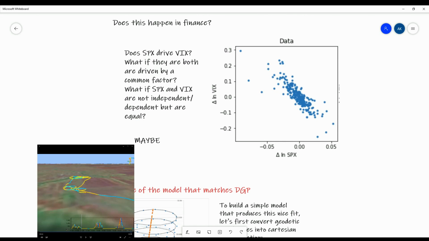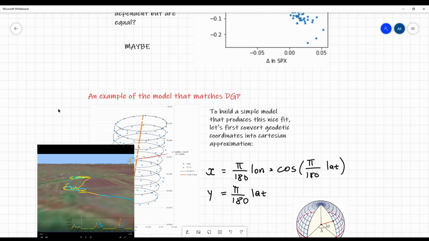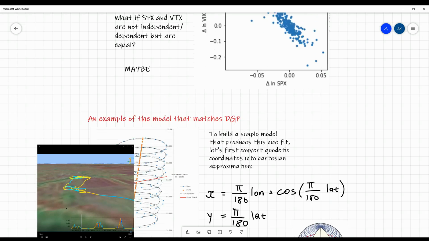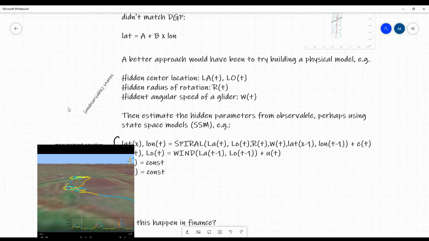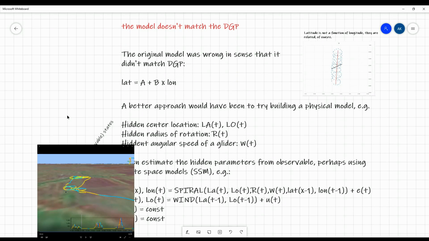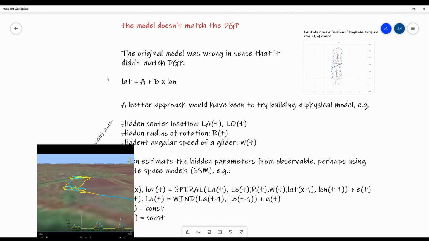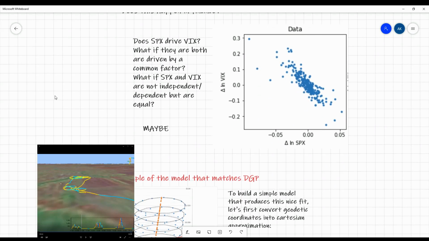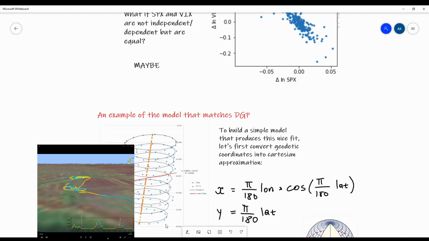And in part 4 of this video, we will look at a more complex implementation of the stance which I said, that the model should match the DGP, right? So we will try to create a model which matches the data generating process, and we will produce a fit like this.